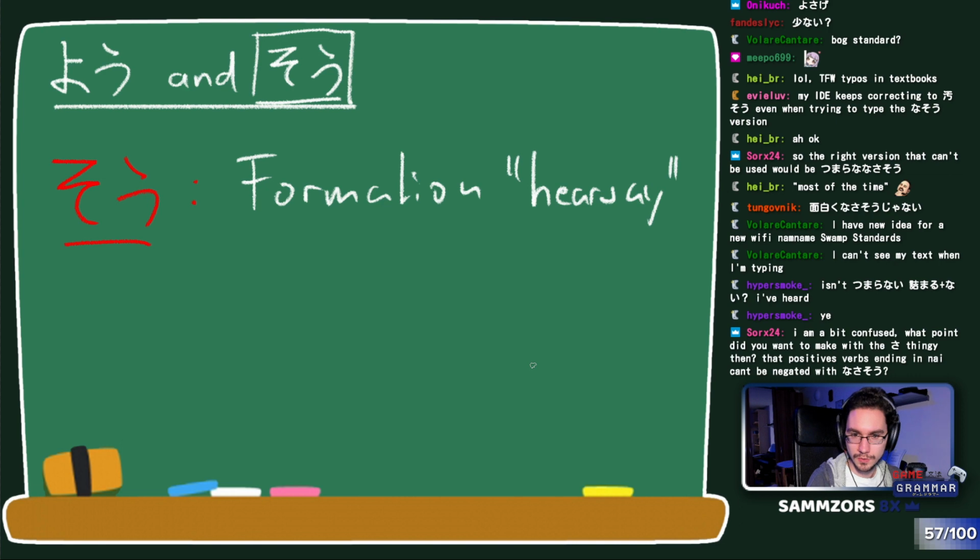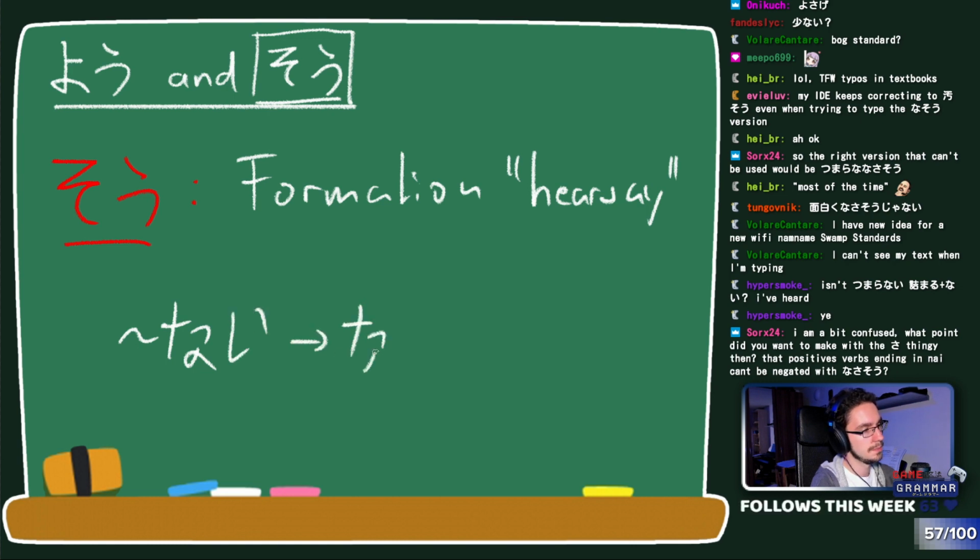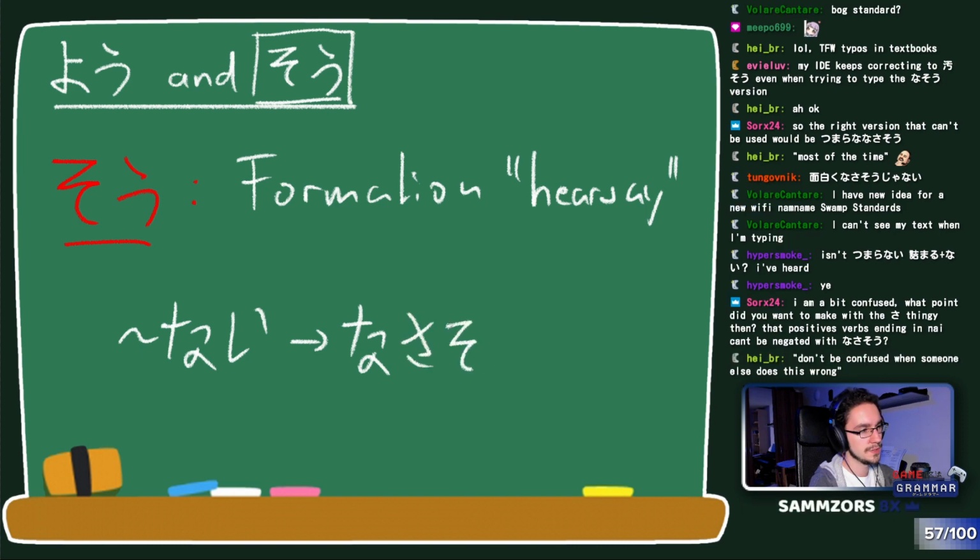I'm a bit confused. What point did you want to make with the sa thing then? That positive verbs ending in nai can't be negated with nasa so. The point was that they shouldn't be, but they sometimes are, but officially they shouldn't. That's why. Because the confusing thing is, if I teach you something nai turns into nasa so, then I'm kind of half lying to you, because it doesn't always. Sometimes when you have kitanai, it just turns into kitanaso and not kitanasaso. That's kind of what the point was.